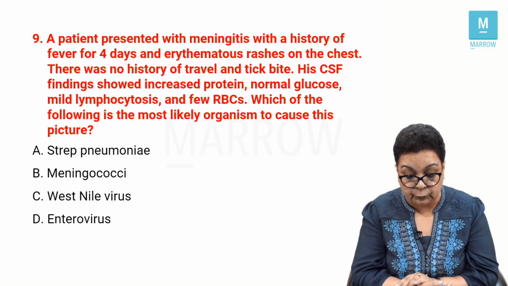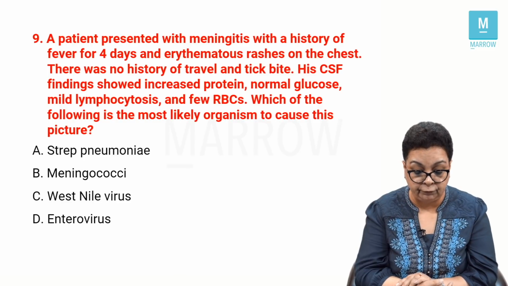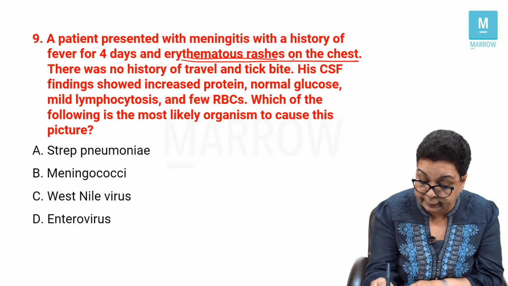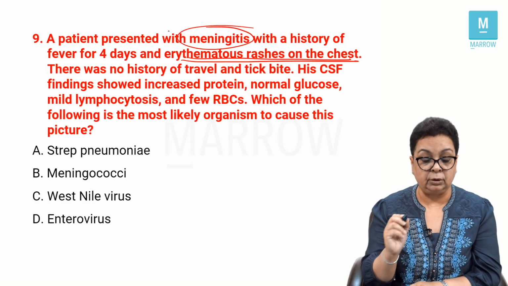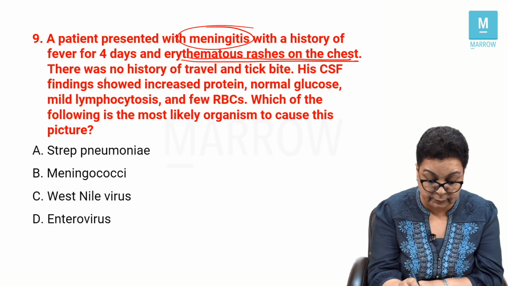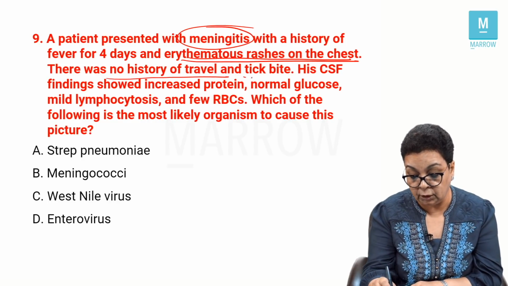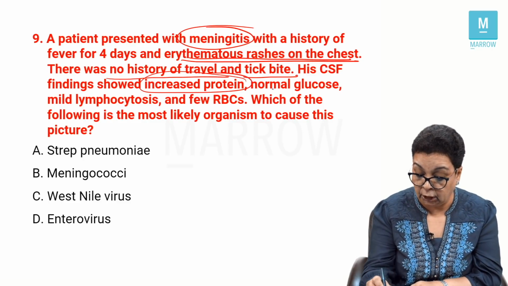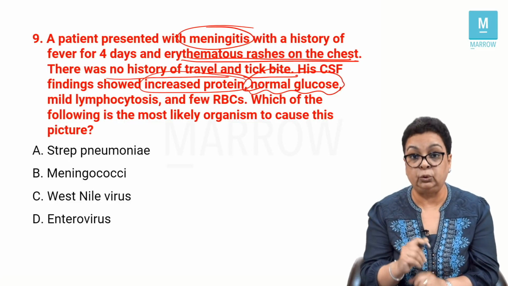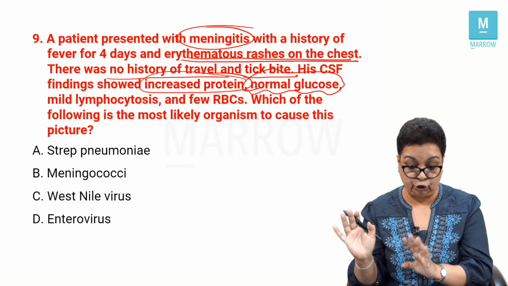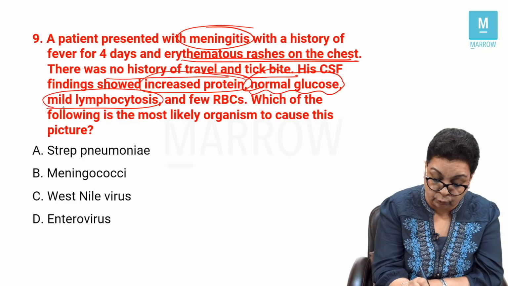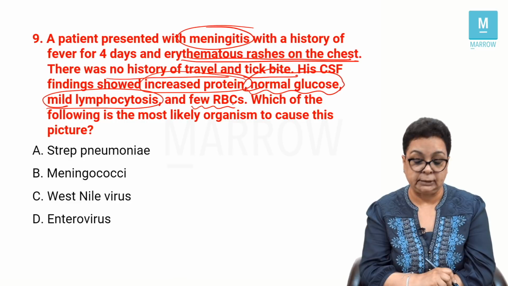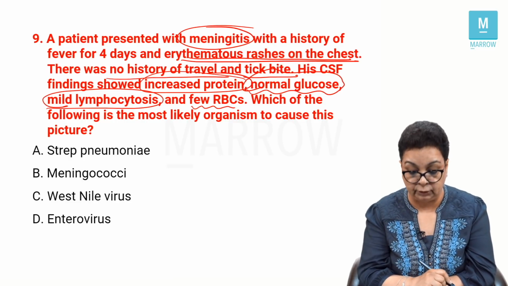A patient presents with meningitis with a history of fever for 4 days with erythematous rashes on the chest. Meningitis of 4 days with rashes on the chest. There was no history of travel or tick bite. His CSF findings show increased protein, normal glucose. So this is going against a bacterial meningitis. Mild lymphocytosis, again ruling out bacterial meningitis, and few RBCs. Which of the following is the most likely organism?